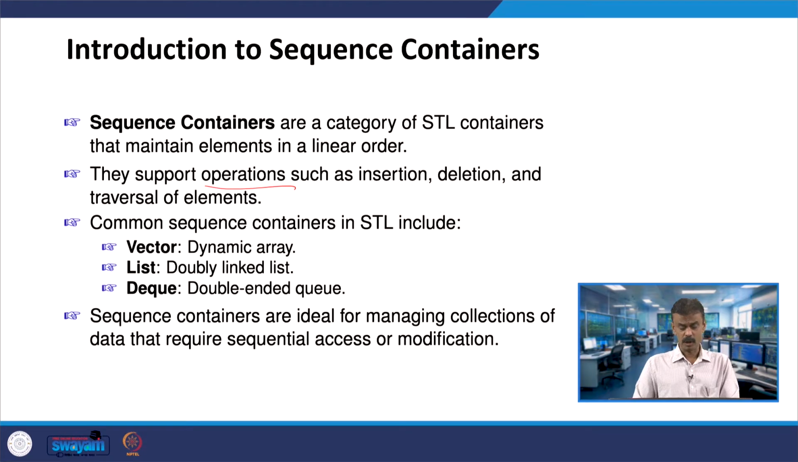When you want to manage collections of data, the sequence containers are very ideal, because you have sequential access. For example, I want to search an element, so sequential search, starting from 0 to n minus 1. Time complexity we will worry about later, but you can move around from 0 to n minus 1. So, it is ideal because the elements are arranged in a linear fashion. The sequence containers are ideal for managing collections of data because of their sequential nature.